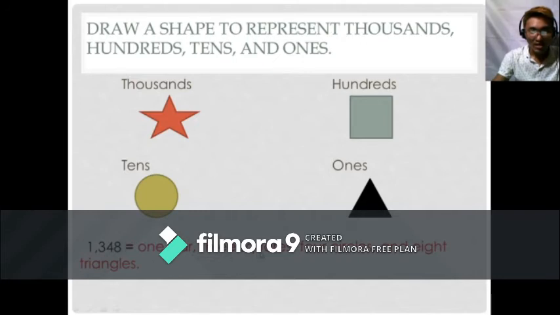Next, 3 squares, because 100 is represented as squares. 4 circles, and then 8 triangles. Again, if you read this: 1 star, 3 squares, 4 circles, and 8 triangles. So this is how to represent the place value in shapes.